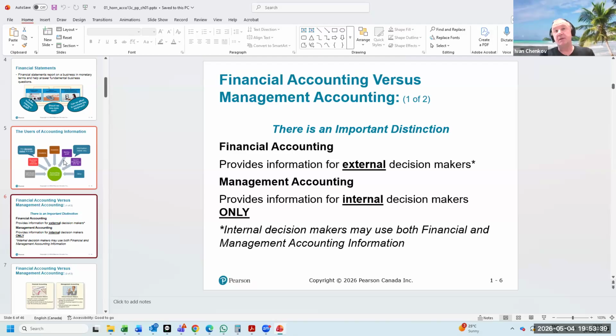Management accounting is going to look at the same information, but then we're going to prepare a report on how we can improve the situation. What should we do next? How can we become better? How can we generate more income?